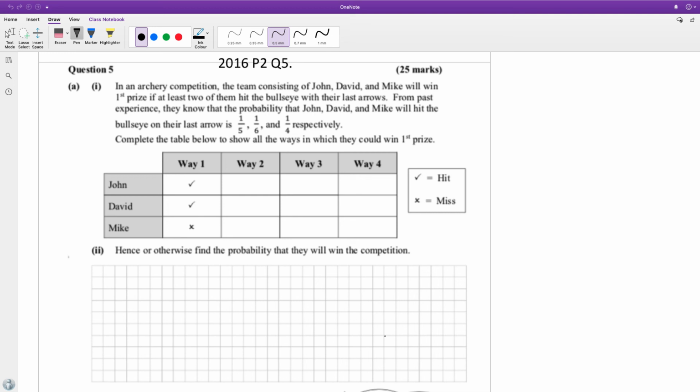How would I figure out the probability they'll win the competition? Why am I adding? It's "or", exactly. You can win it way 1, or way 2, or way 3, or way 4. So you add it. Plus, plus, plus. 1 over 40 plus 1 over 24 plus 1 over 30 plus 1 over 120. And we're getting 13 over 120. Happy with that? Right, next part of the question.